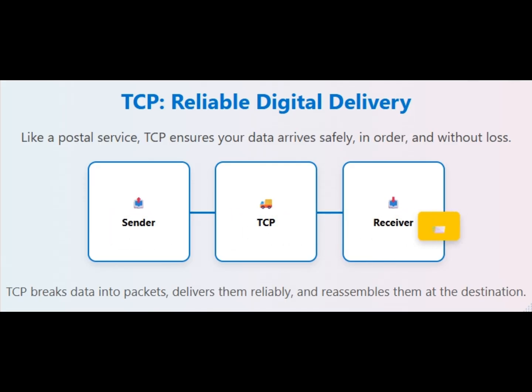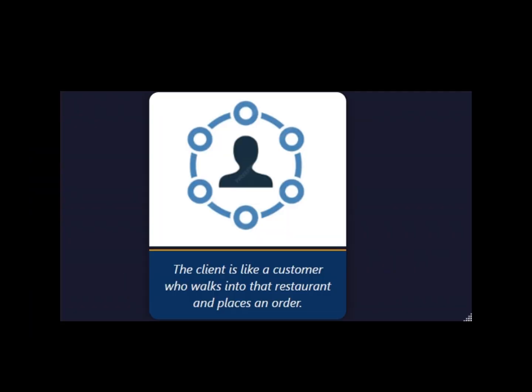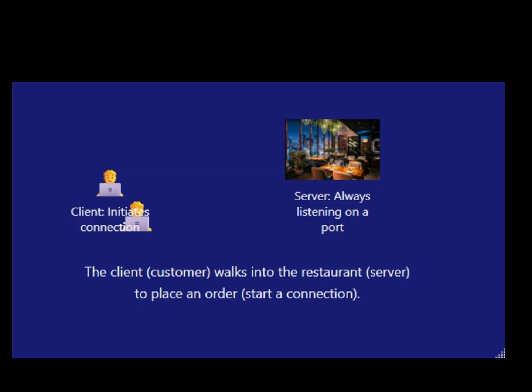Now, in any TCP communication, we have two main players, the client and the server. The server is like a restaurant that's always open, waiting for customers to come in. The client is like a customer who walks into that restaurant and places an order. The server listens on a specific port. Think of this as the restaurant's address. The client connects to that address and starts a conversation.